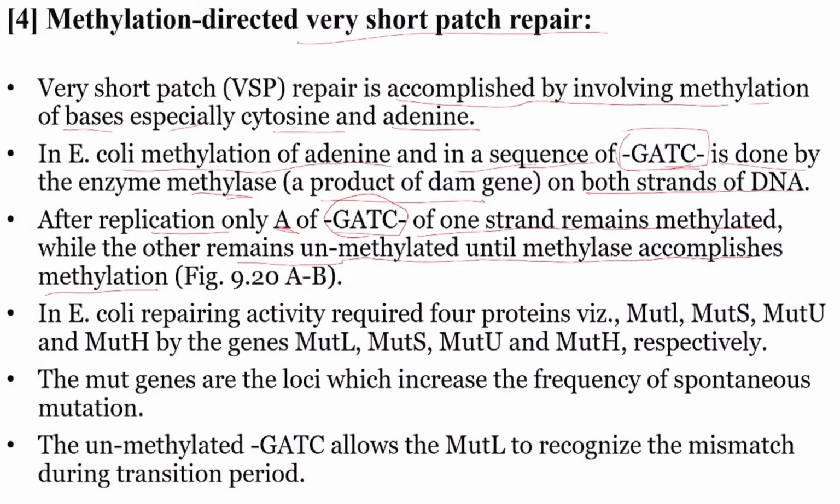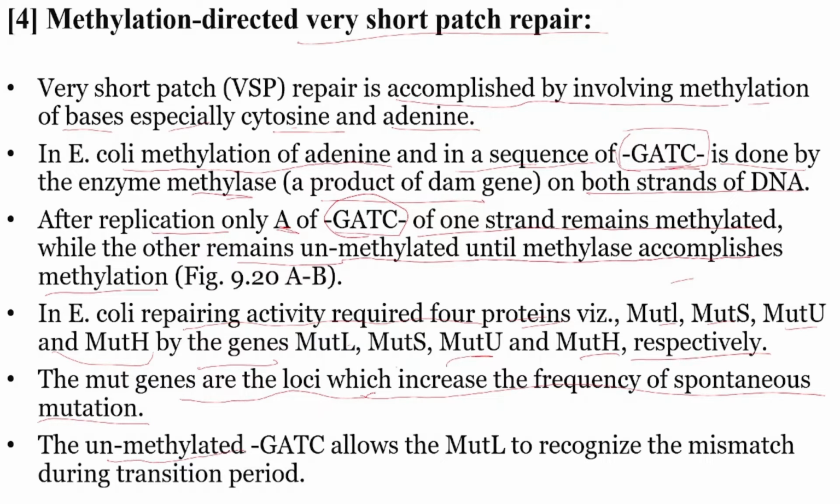Then, in E. coli, repairing activity requires four proteins. What are the four proteins? Mut L, Mut S, Mut U, and Mut H. And they are encoded by the genes mutL, mutS, mutU and mutH respectively. Okay. The Mut genes are the loci which increase the frequency of spontaneous mutation.